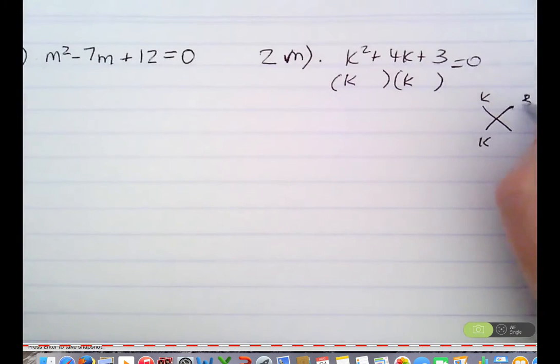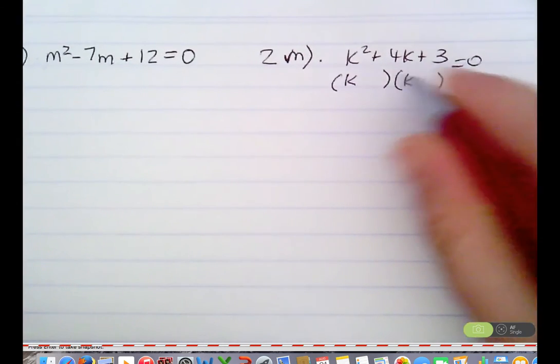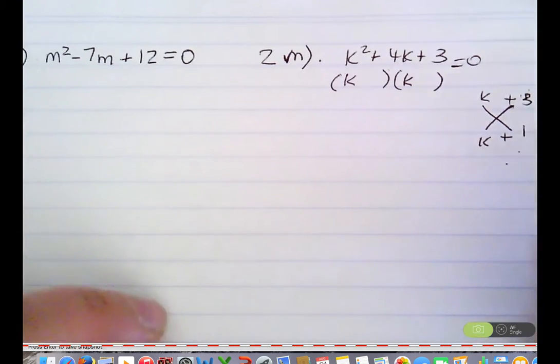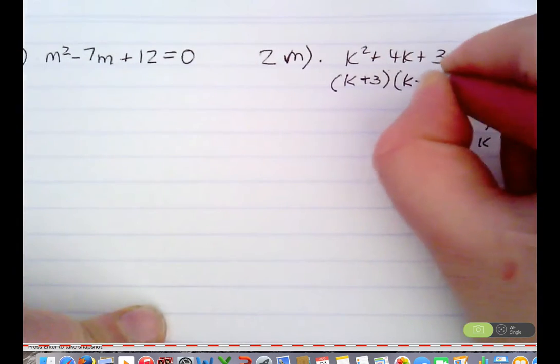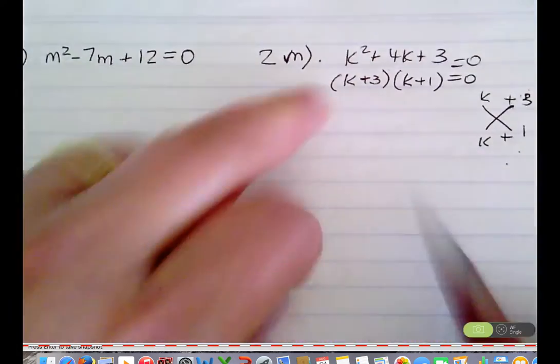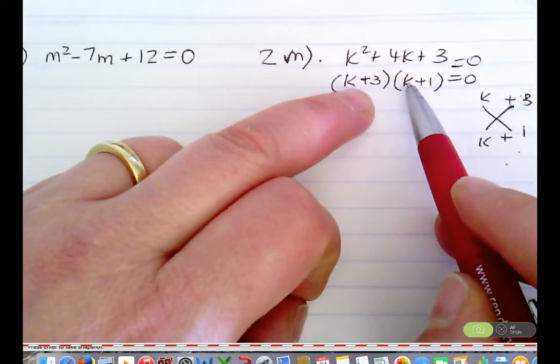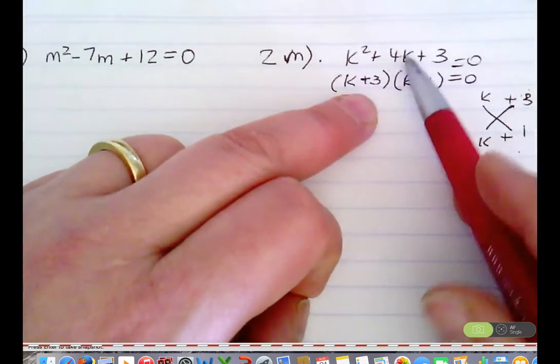What two numbers multiply to give positive 3? It's positive 3 and 1, and add to give 4. 3 times 1 is 3. 3 plus 1 is 4. The answer is k plus 3, k plus 1. Now, let's just check. k squared plus k plus 3k plus 3 is 0. That adds up to that.